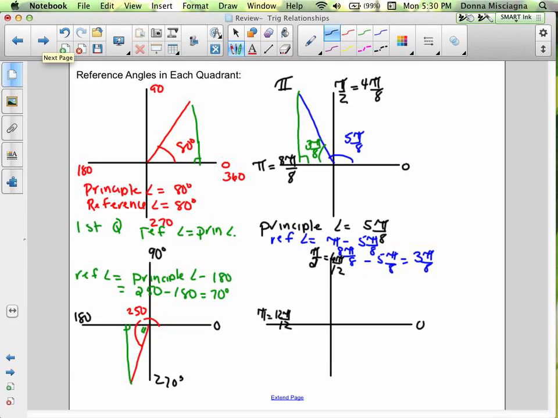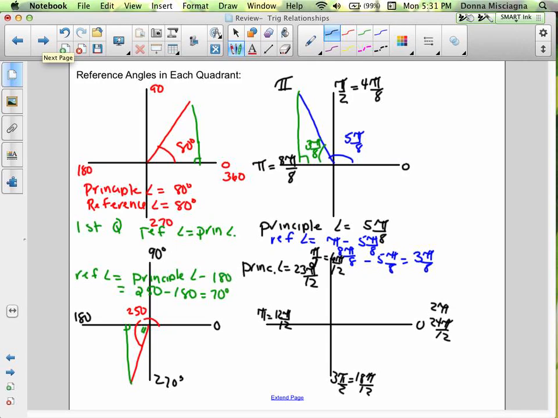By the way, here's our principal angle, and that's what we're going to find the reference angle for. This is 3 pi halves, which is the same as 18 pi twelfths. I guess I could have done 19 pi twelfths, because I wanted to be in the fourth quadrant. And this would be 24 pi twelfths, or 2 pi.